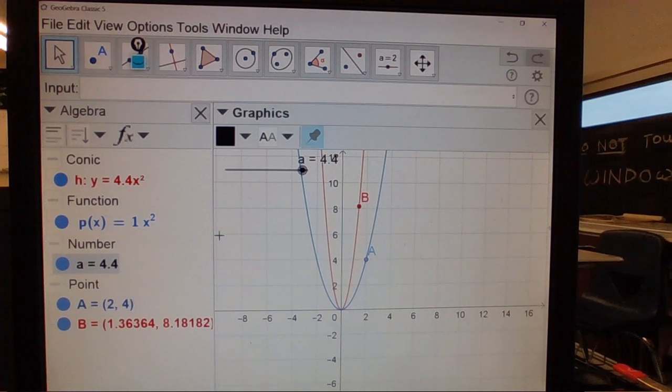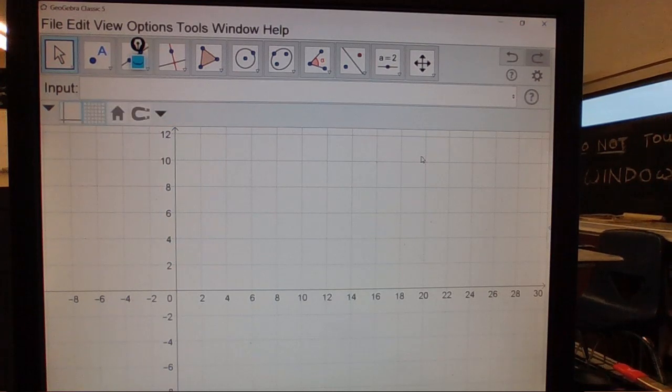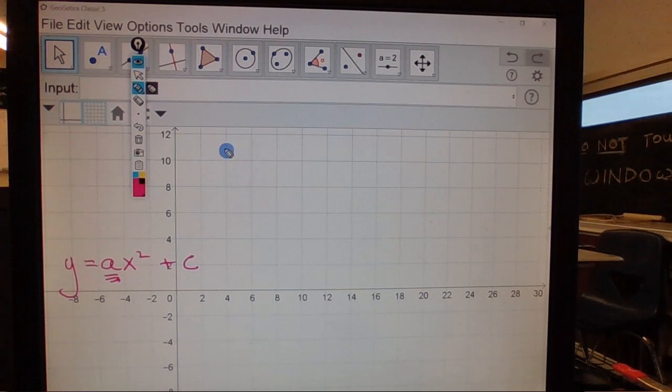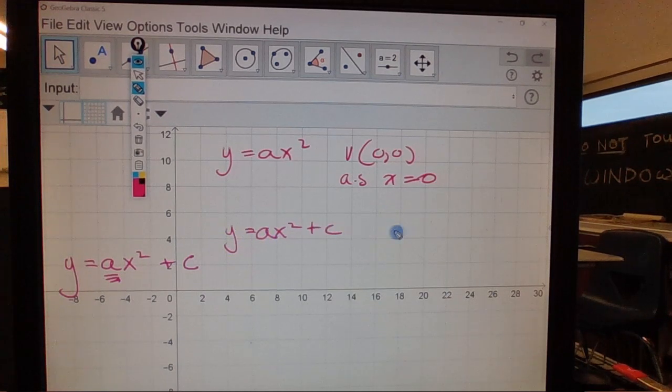Questions on this? We okay with these? So my hope at this point, before we move on, is that we are comfortable with what y equals ax squared looks like, where we've got the vertex at 0, 0, and the axis of symmetry at x equals 0. We've got y equals ax squared plus c, where that vertex is going to be at 0, comma, whatever c was. And the axis of symmetry is still at x equals 0. Those are the two types of graphs that we've talked about.